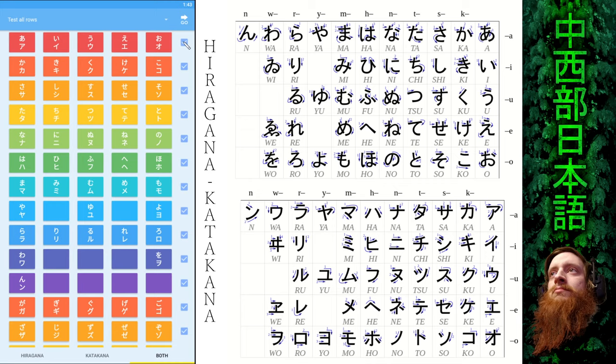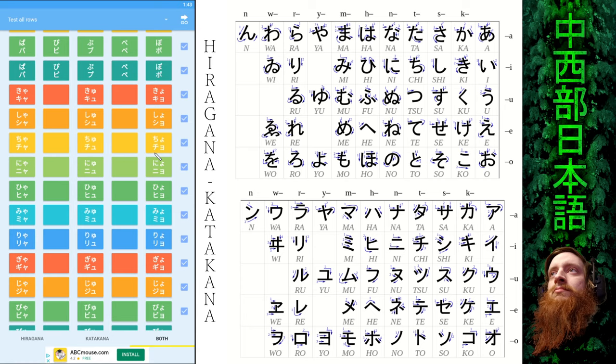And at the bottom you can see kyo, sho, cho, nyo. So these are all digraphs. There are two of these kana, but they're together. They make one syllable, is what you could say. I think it's called a mora, but they are syllables in the end of the day. So kya, kyu, kyo. Sha, shu, sho. Cha, chu, cho. Nya, nyu, nyo.